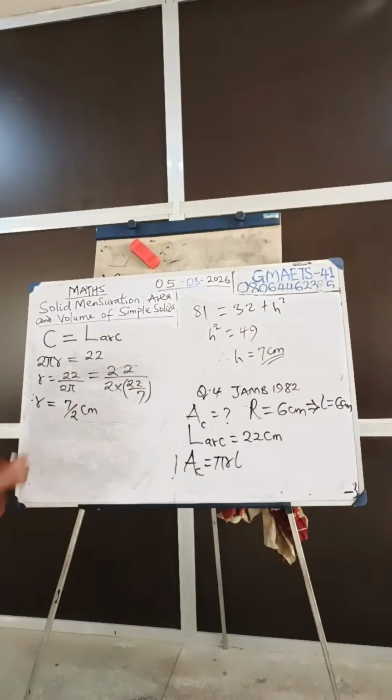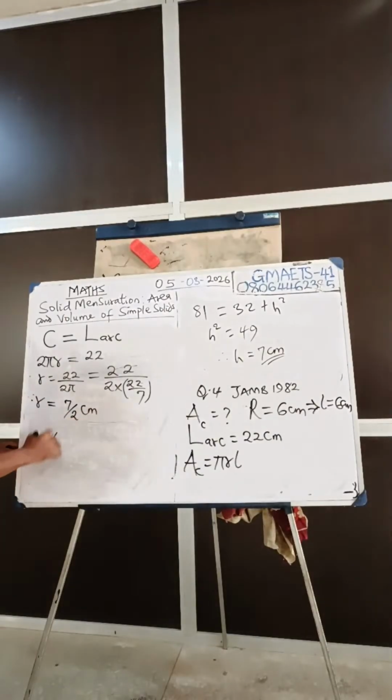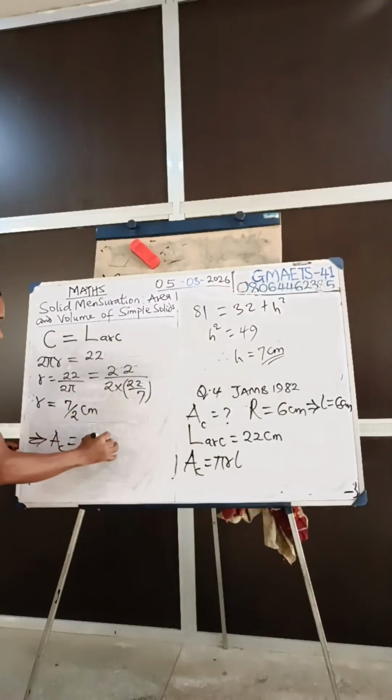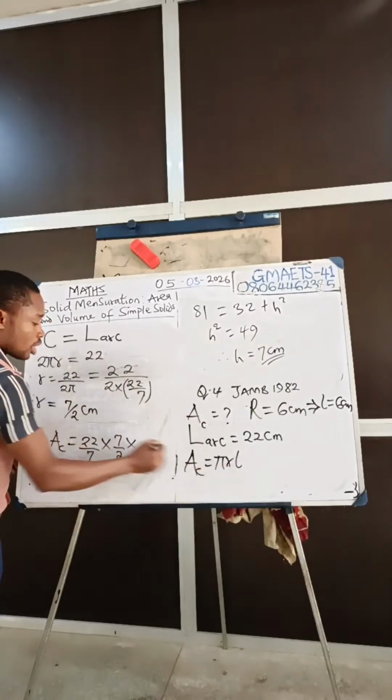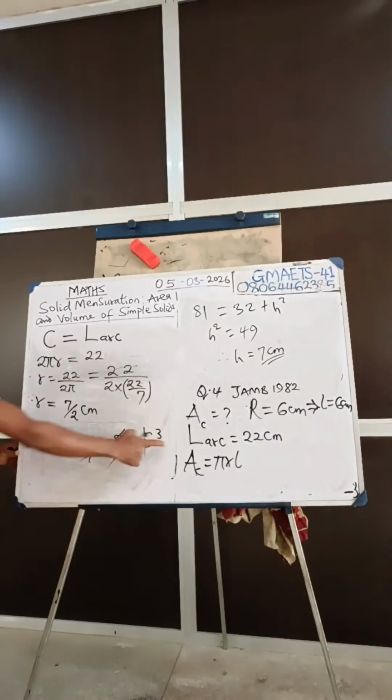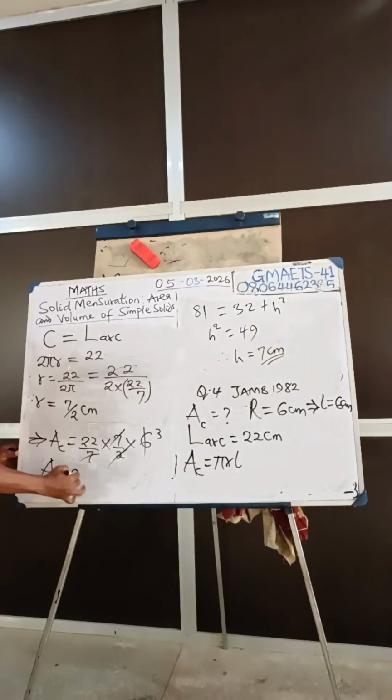Our problem is solved. It implies that the curved surface area of the cone is equal to, you substitute, 22 over what? 7 times the radius, which is 7 over 2, the slant height is what? 6. 7 will go off, 2 and 6 will go. You have 3. 3 times 22 is going to give you 66 square centimeter.